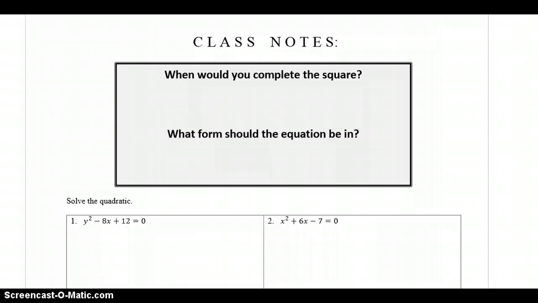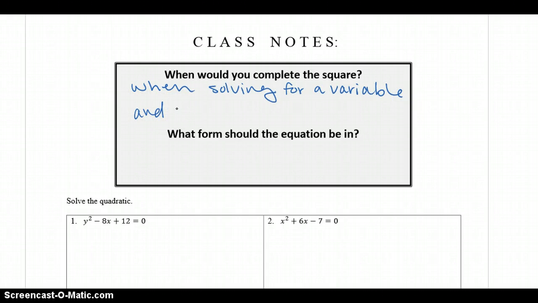When would you use completing the square? That is whenever you are solving for a variable and when the trinomial doesn't factor on its own. So I could say when the trinomial, or a polynomial with 3 terms, is not factorable.